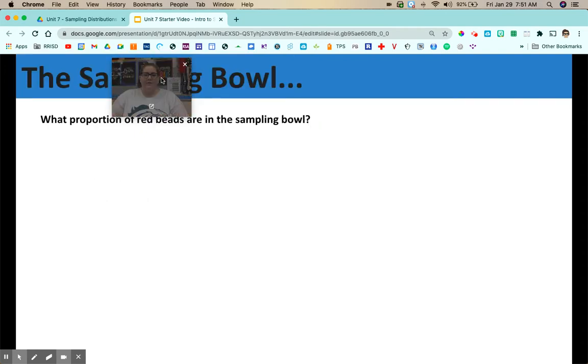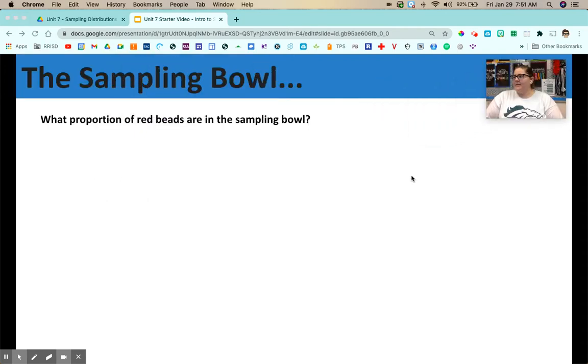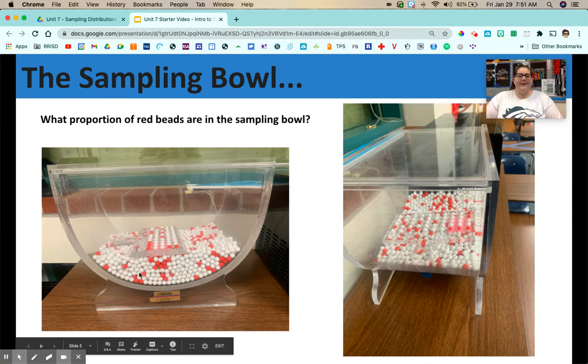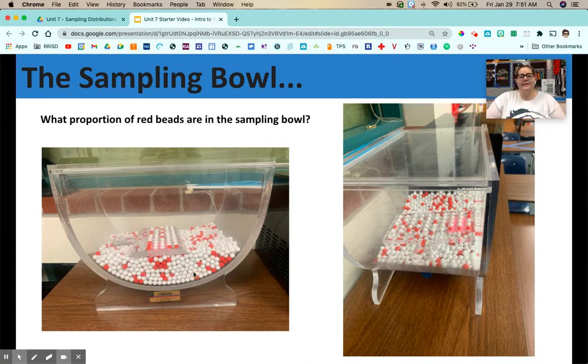In my classroom, I have this thing I call a sampling bowl. It looks kind of like this. It's just a big glass, or actually plastic, but clear bowl that has a bunch of beads in it. Some of the beads are white and some of the beads are red. And then we have these little paddle things with divots in them that we can use to take samples.